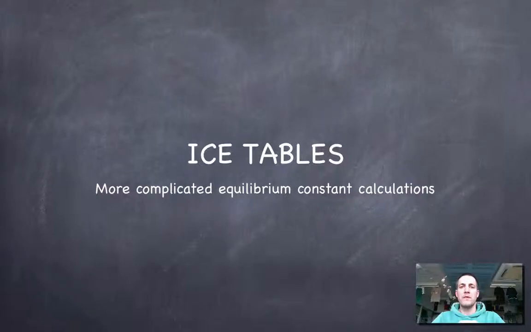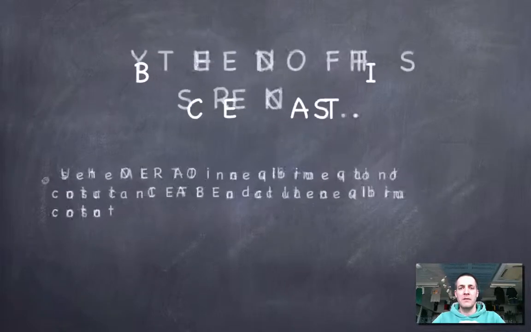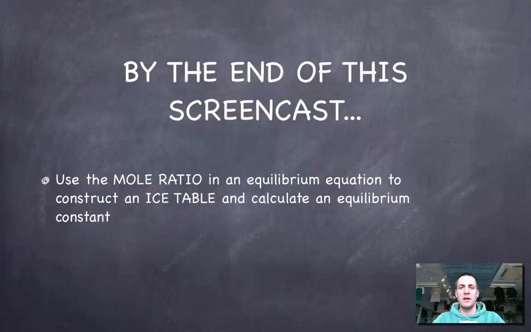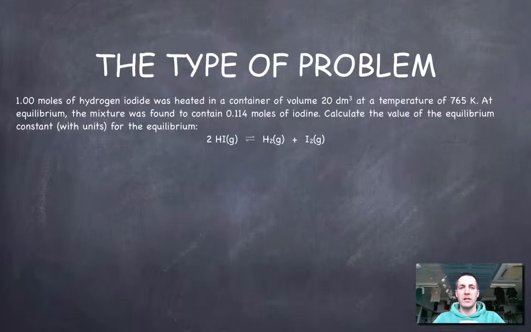Hello and welcome to the final film in a series of 3 about the high level equilibrium topic. Here we're going to be looking at things called ice tables, and these are a pretty cool way of helping ourselves decide the values that we're going to put into an equilibrium constant expression so that we can calculate an equilibrium constant using a mole ratio in an equilibrium equation. So you hopefully have seen the film about how we calculate equilibrium constants, right?